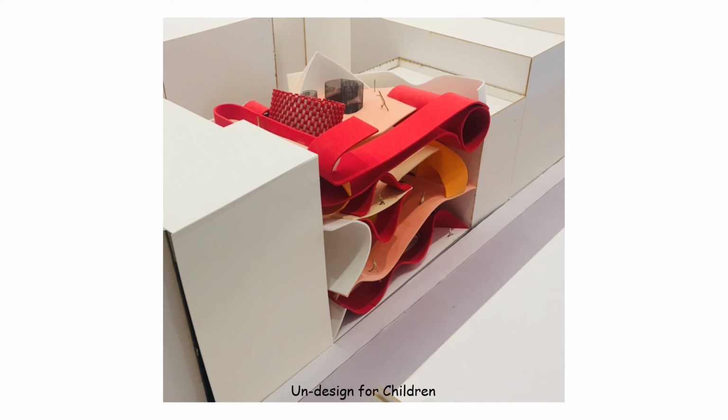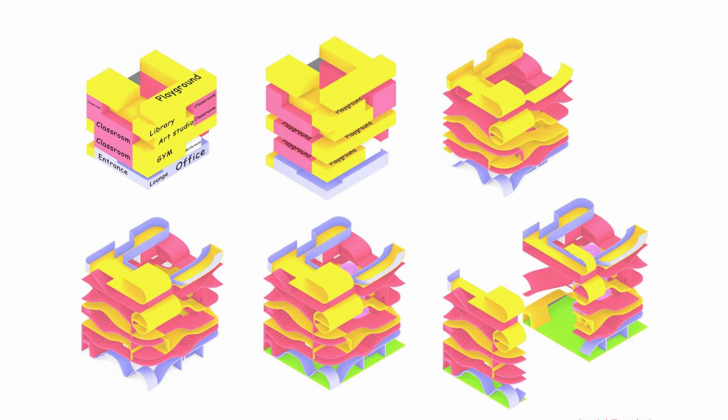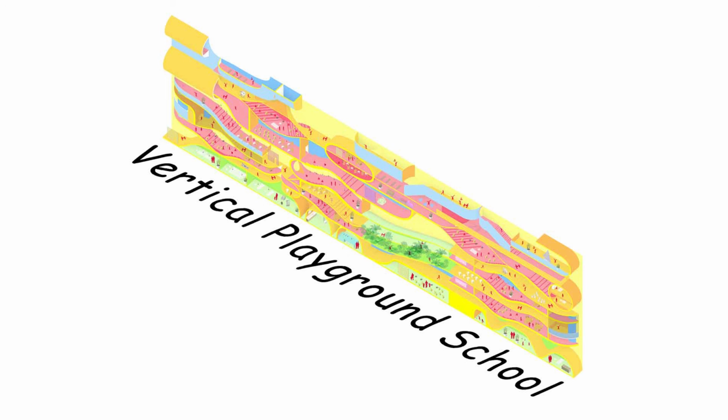The best design for children is undesign, and the best architecture for children is unarchitecture. It should be an open design principle. The designer should not deliberately imagine children from a designer's perspective. They are supposed to use more freely combined forms to provide children with a more creative space. This is why the vertical playground school makes sense.